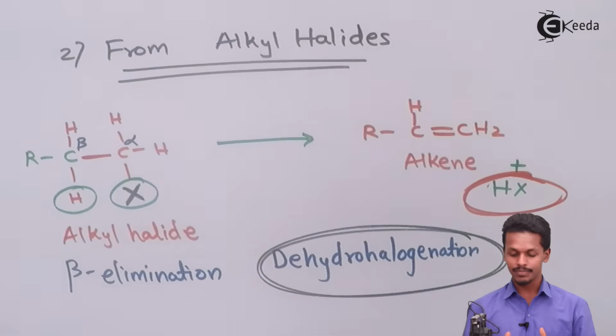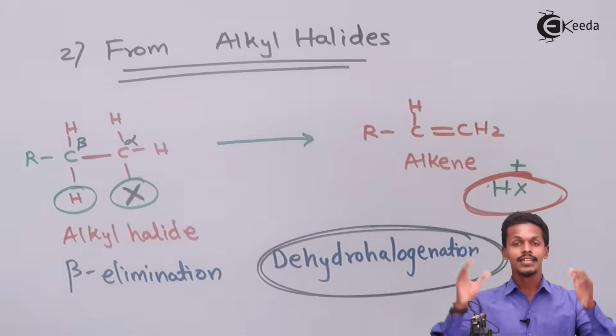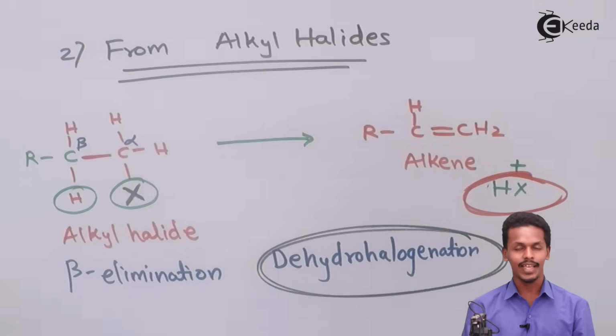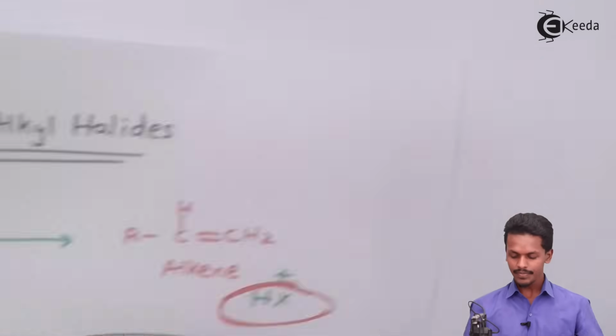And there are also a few conditions from which we could eliminate this kind of HX, and the reaction can be possible while converting an alkyl halide to an alkene. So let me give you a short example. It is very similar to the previous one, but instead of OH we'll write a halogen atom.